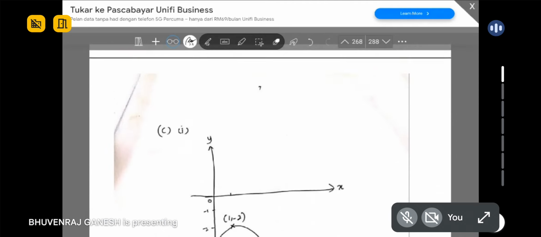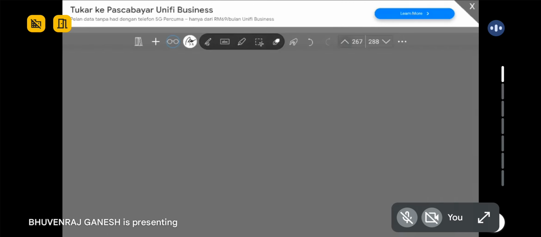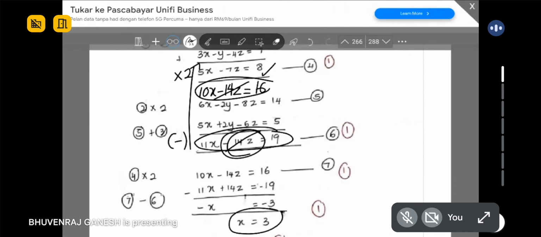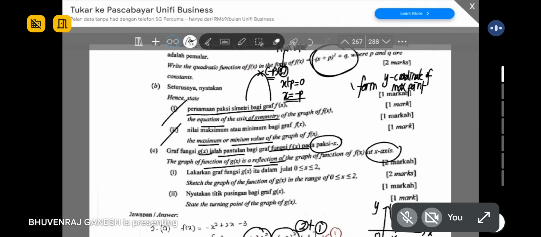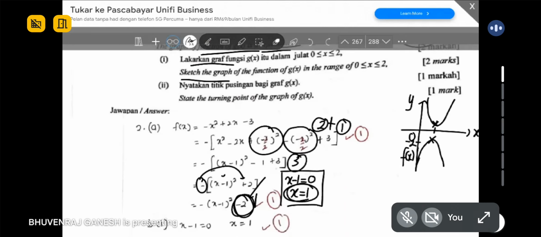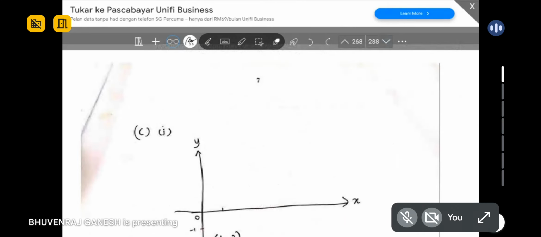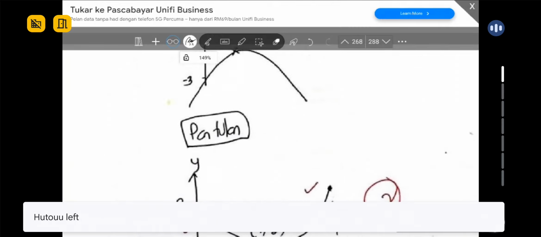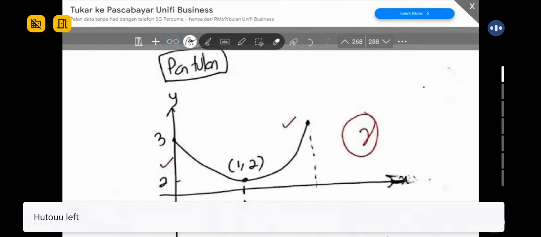I think you don't need to write the equation. You just need to draw the graph. Let me see, guys, based on the question. Yeah, sorry. You just need to sketch the graph. Lakarkan saja. So no need to write the equation. Okay, lakar saja. So the scale is not important, guys. Skala tak penting. So you guys just sketch only.